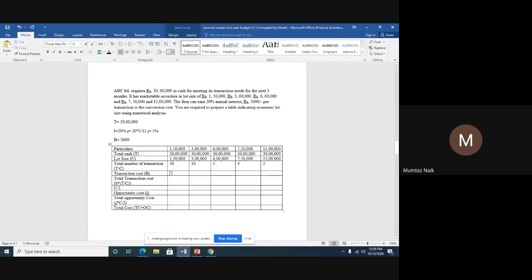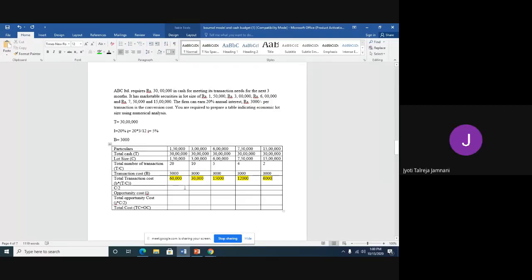So these are the number of transactions. Next, we have to write the value of B, which is 3,000 rupees, in all the columns. Then we have to find the total transaction cost, which is 3,000 into 20 in the first case, that comes to 60,000. 3,000 into 10 is 30,000. 3,000 into 5 is 15,000. 3,000 into 4 is 12,000. And 3,000 into 2 is 6,000. Is this correct? Yes, ma'am.